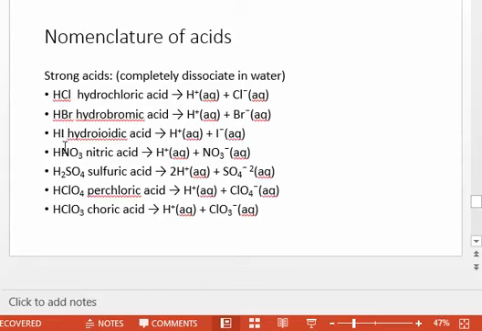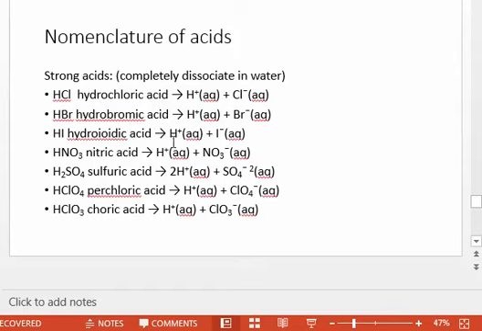Notice that the formulas all have hydrogen at the beginning. I've also written on the slide how these acids dissociate. Hydrochloric acid will dissolve and dissociate, or break apart, into the proton ion as well as chloride. Hydrobromic acid will dissociate into the proton cation and bromide anion.